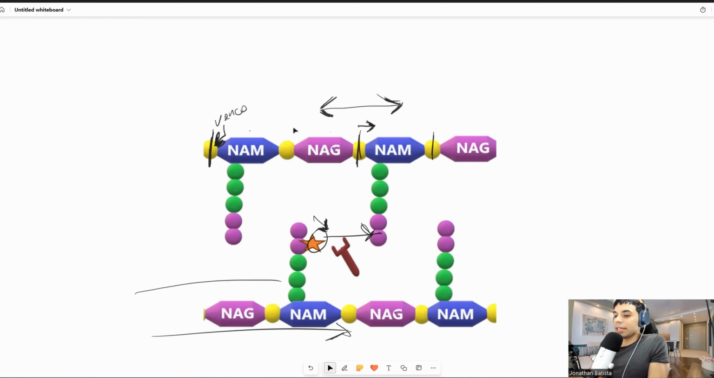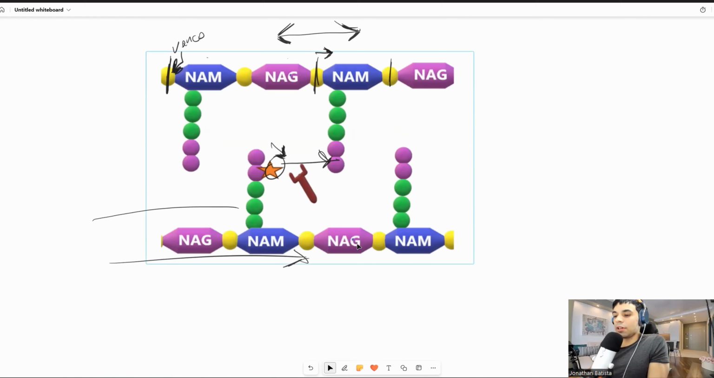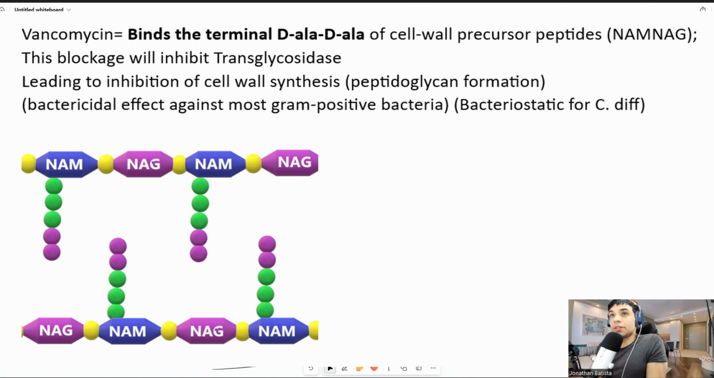So with transglycosylation, you have the union of NAM and NAGs horizontally, and with cross-linking, you have the union of these two sets. Vanco is very important because it's not a beta-lactam drug, yet it is inhibiting the cell wall of the prokaryotic cell. Okay, good.